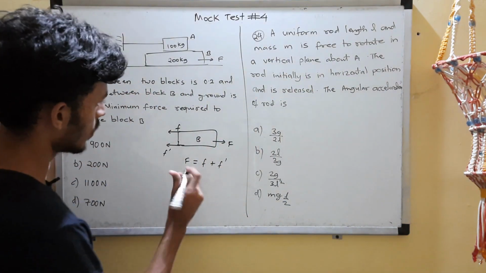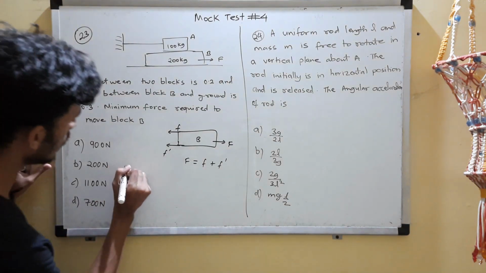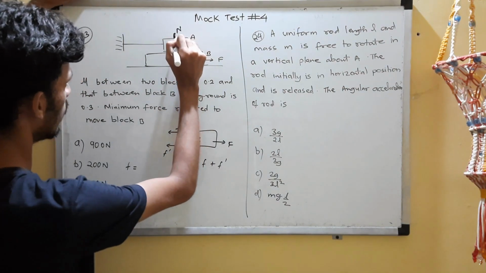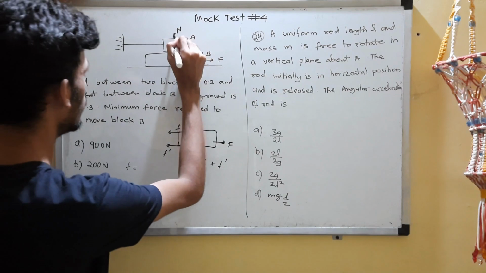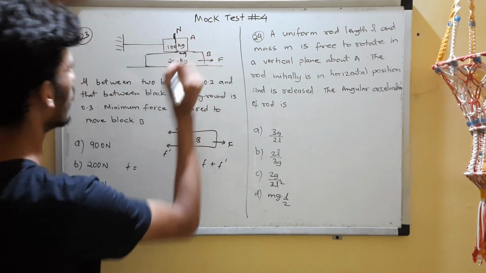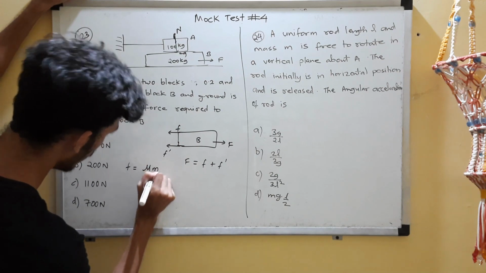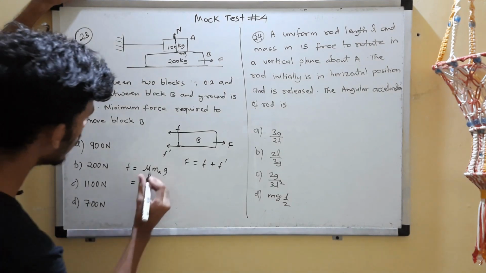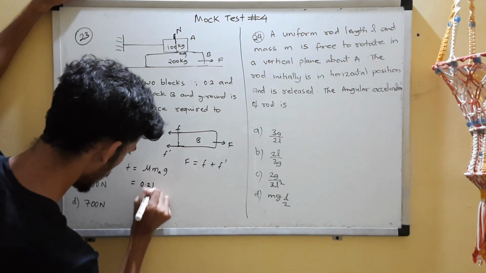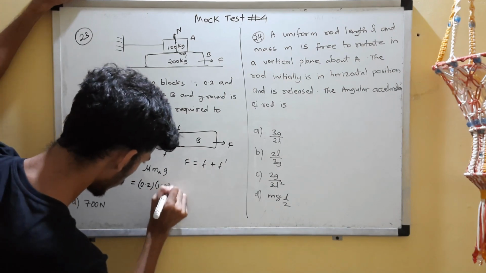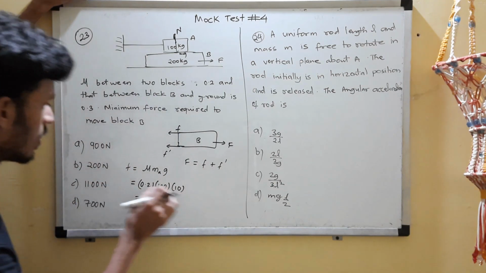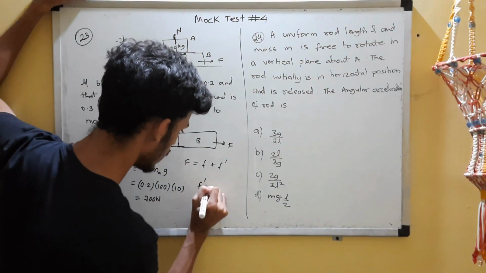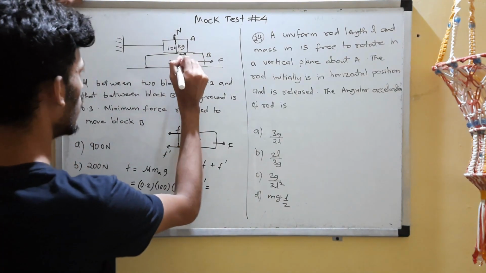So let's find that. First, the friction between the two blocks, F. N in this case will be due to the above block, mg, so 100 into G. So friction will be mu into the mass of block A into G. Here mu is 0.2, m is 100, and G is 10. So 0.2 into 100 into 10 gives 200.